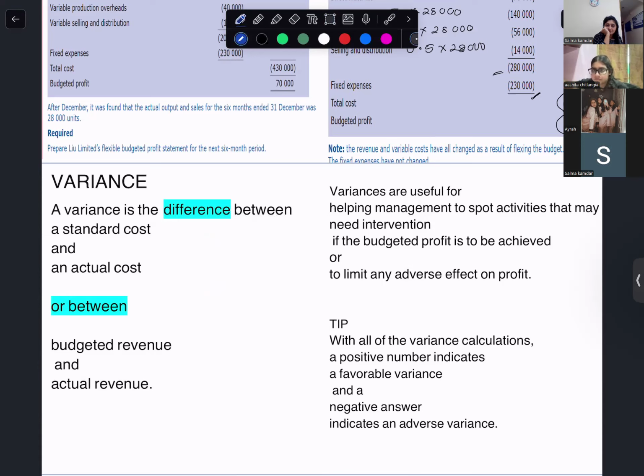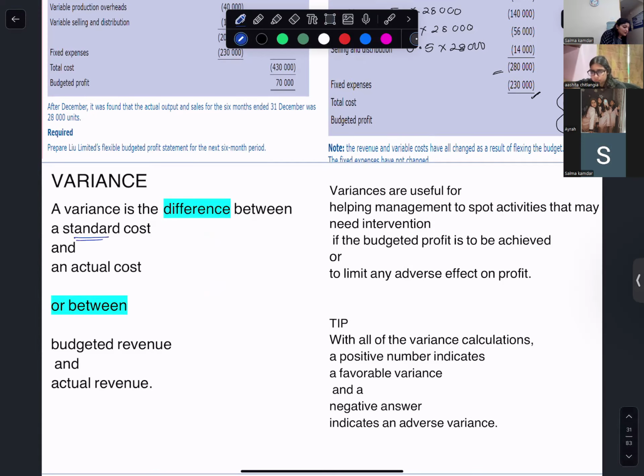You're trying to find the difference between your standard cost and the actual cost. Why do you want to know this difference? To see if your estimation was correct or not.